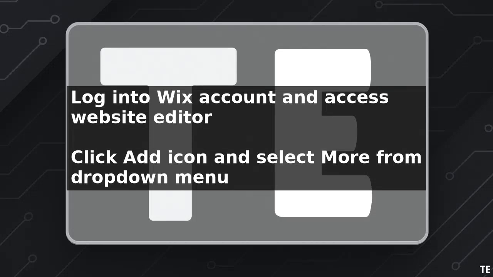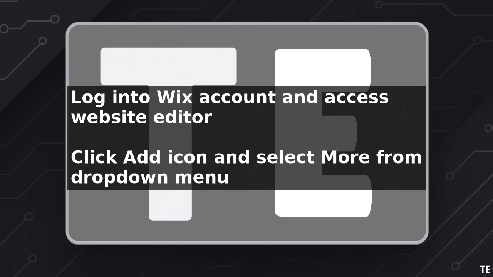To embed a YouTube video on a Wix website, start by logging into your Wix account and accessing the editor for the website where you want to add the video. Click on the Add icon on the top bar and select More from the drop-down menu. In the search bar, type Video and select the YouTube video option.